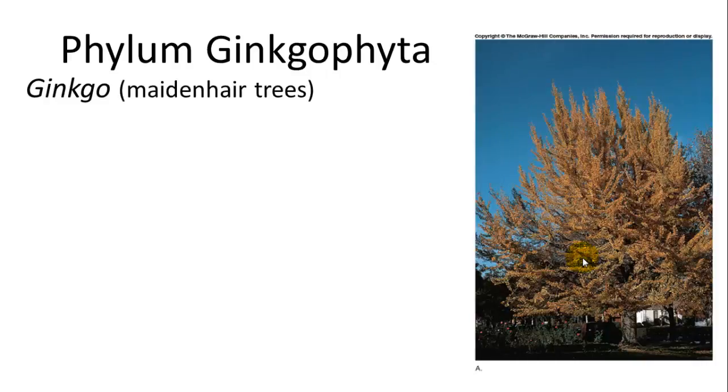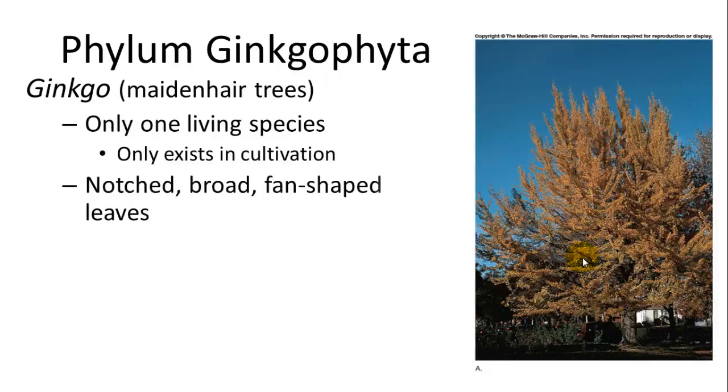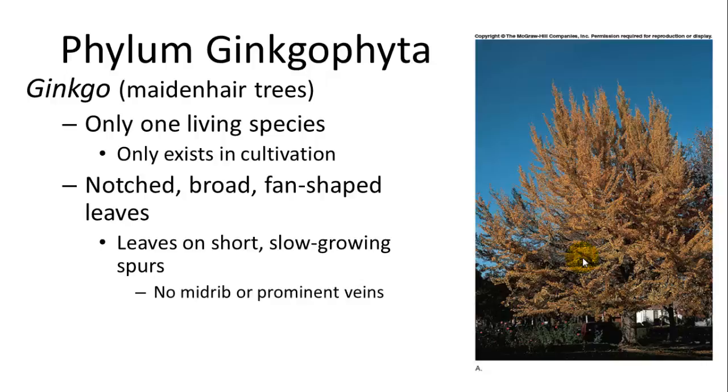Okay, so the phylum Ginkgophyta, remember that's our Ginkgo biloba. There's only one living species, it only exists in cultivation, and it has notched, broad, fan-shaped leaves. Their leaves are on short, slow-growing spurs. There's no midrib or prominent veins, so it kind of just fans out from one area. And they have hair-like veins which branch dichotomously, and they are deciduous, so they let them go every year.